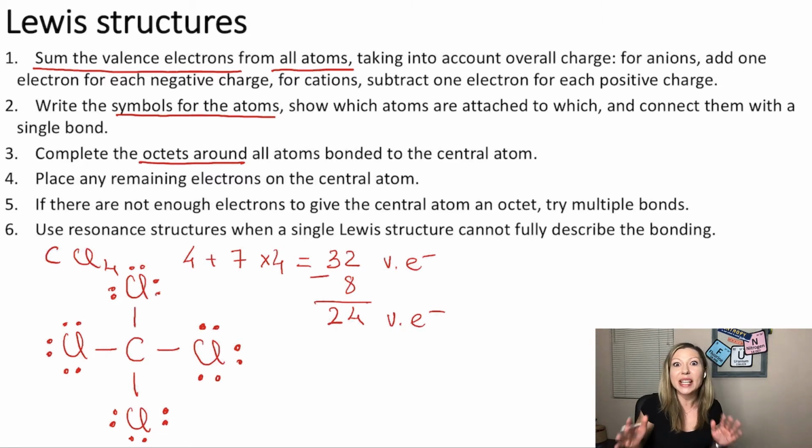So this means that my Lewis structure is complete if every single atom has 8 electrons around them, except for hydrogen, which is going to need only 2 electrons around it. So let's double check. I have 2, 4, 6, 8 electrons around my carbon atom, and I know that I drew the extra electrons for each chlorine atom to have the octet. Okay, I hope this makes sense. Let's take a look at another example.